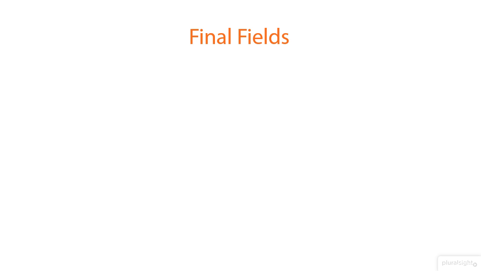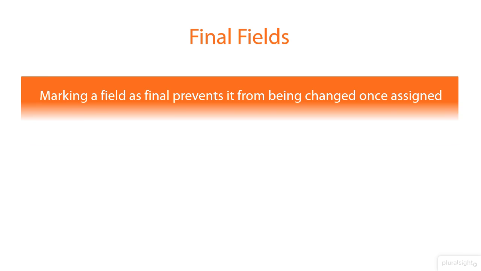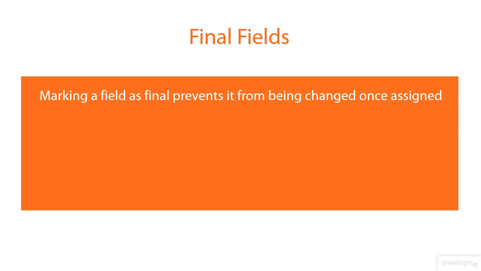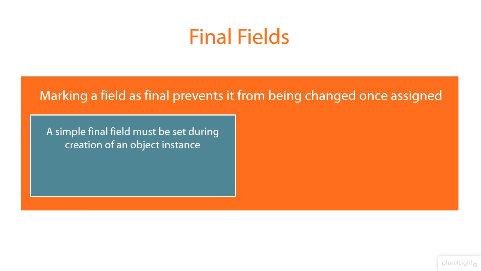Oftentimes in our programs, we'll have fields that we don't allow to be set once they've been initialized. That's where final fields come in. Now there are two kinds of final fields. A simple final field must be set during the creation of an object instance. That means it must be set using either a field initializer, an initialization block, or a constructor. Let's look at some code that uses that.